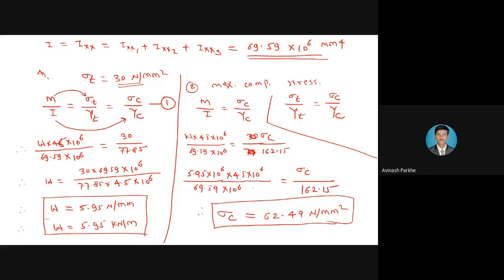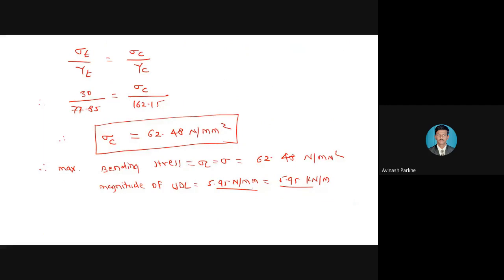Sometimes sigma T will be given, sometimes sigma C will be given. Now here in this problem sigma T is given, sigma C we have to calculate. In some other problem, again the compressive stress will be given and we have to calculate the tensile stress. But the procedure to calculate either W or a stress using another stress is this particular procedure. Okay, so this is another variety of the problem where we have calculated the magnitude of UDL and the compressive stress by using the tensile stress.